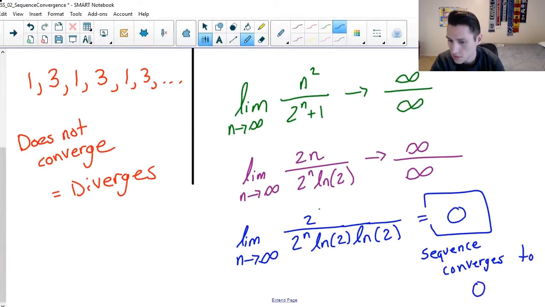And we would say the sequence converges to 0, or the limit of the sequence is 0.